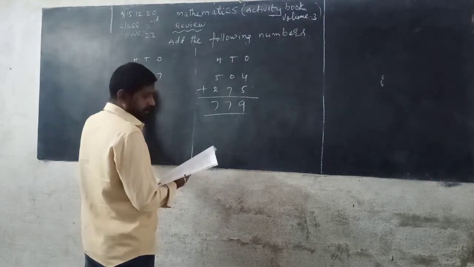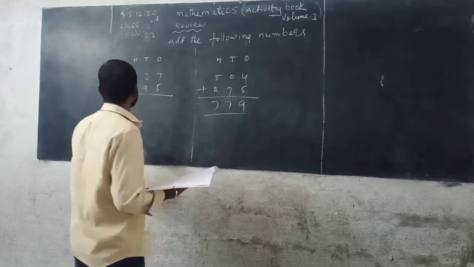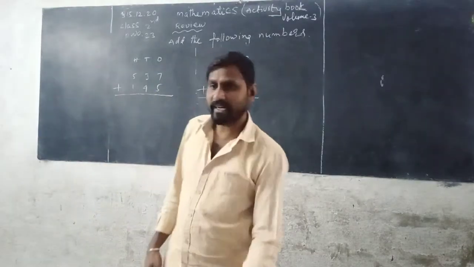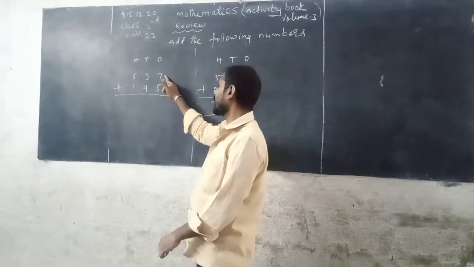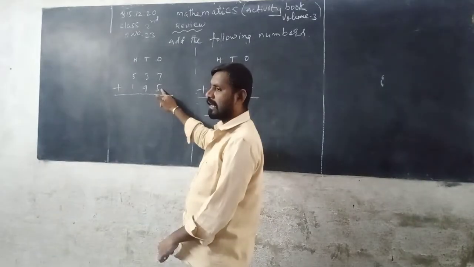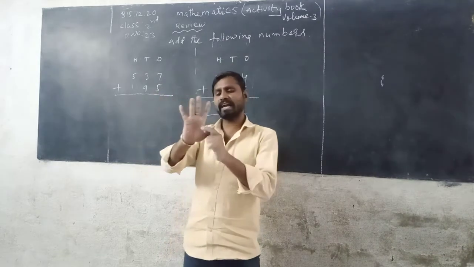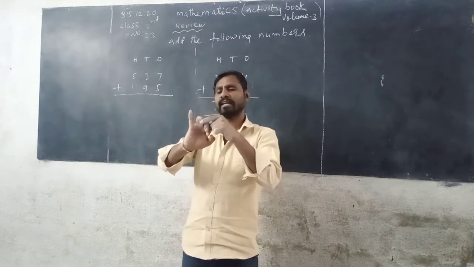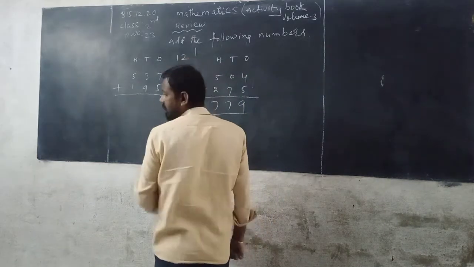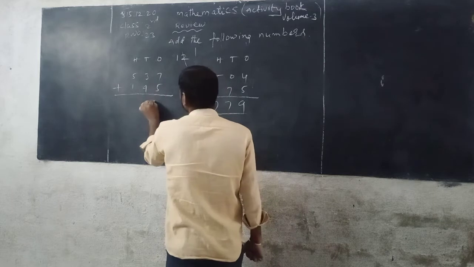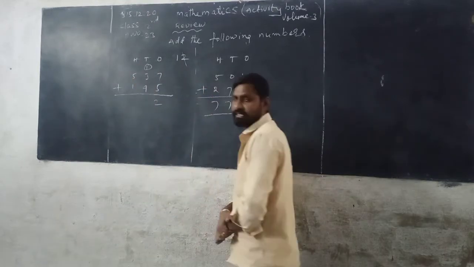And 37 plus 195. Listen carefully. First, add the digits in the ones place. Keep 7 in the mind and 5 in the hand. So 7 after, you can count 5 fingers. 7 after 8, 9, 10, 11, 12. 12 is written down here. 12 is a 2-digit number. In it, 2 is taken and written down in the ones column. 1 is carried over to the tens place.